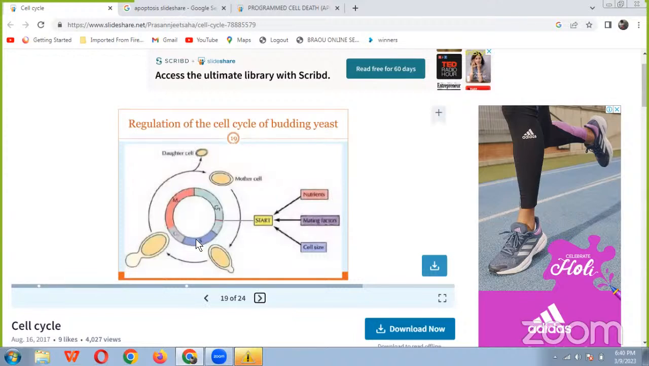First is the G1 phase, S phase, G2, and M phase. G1 is the largest phase. In G1 phase, start depends on nutrients, mating factors, and cell size. Next is S phase, replication. Next is G2, and finally they form the mother cell and the daughter cell. These are the steps involved in the cell cycle of budding yeast.